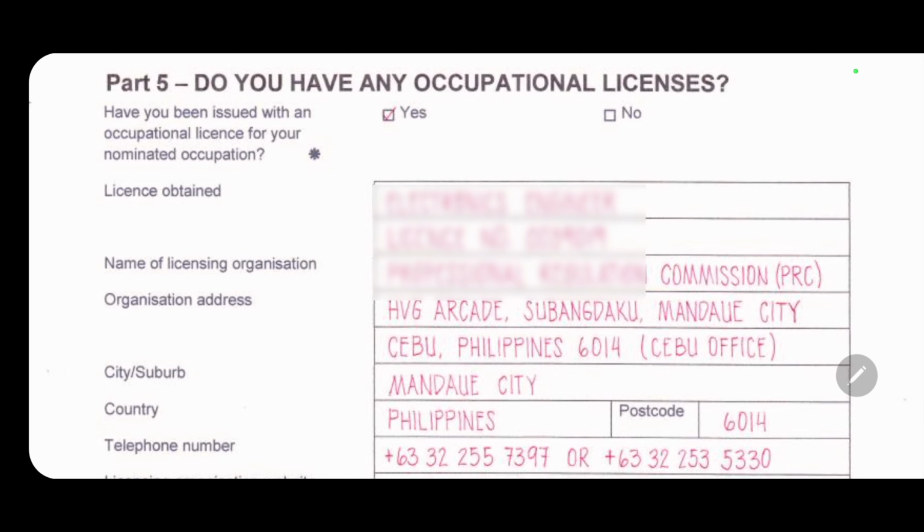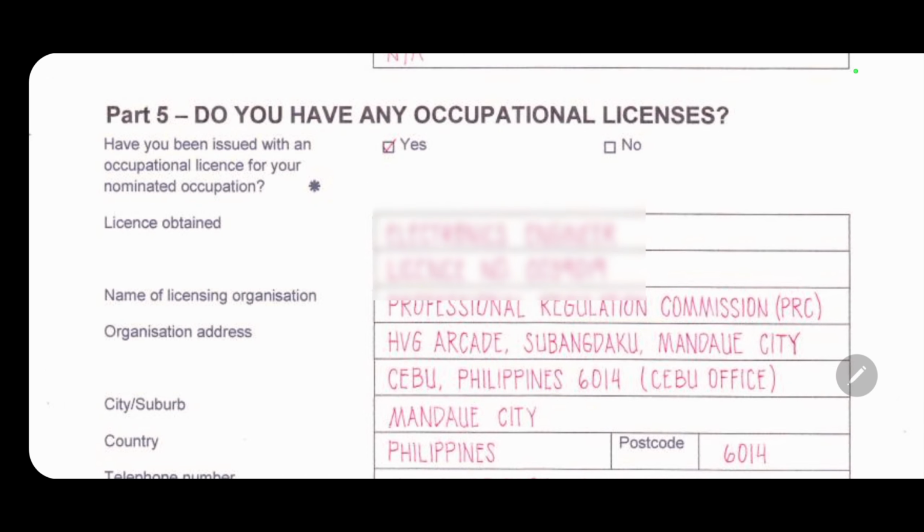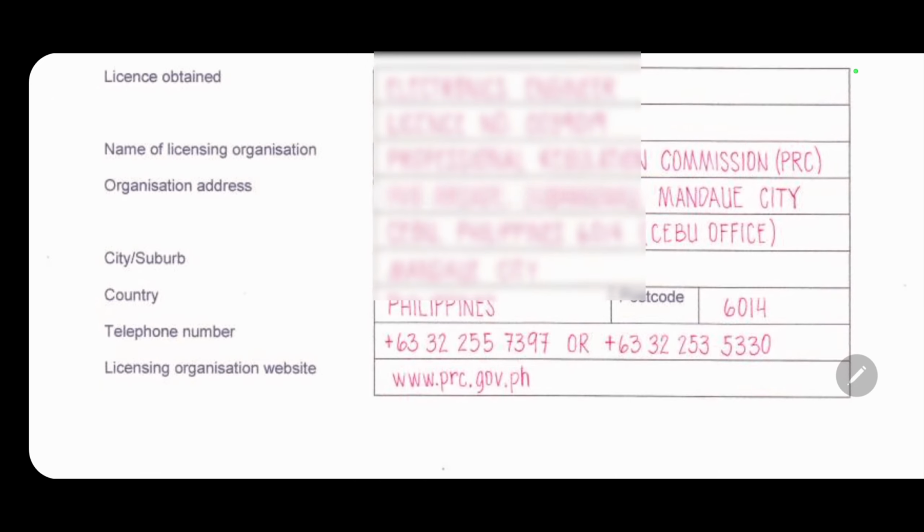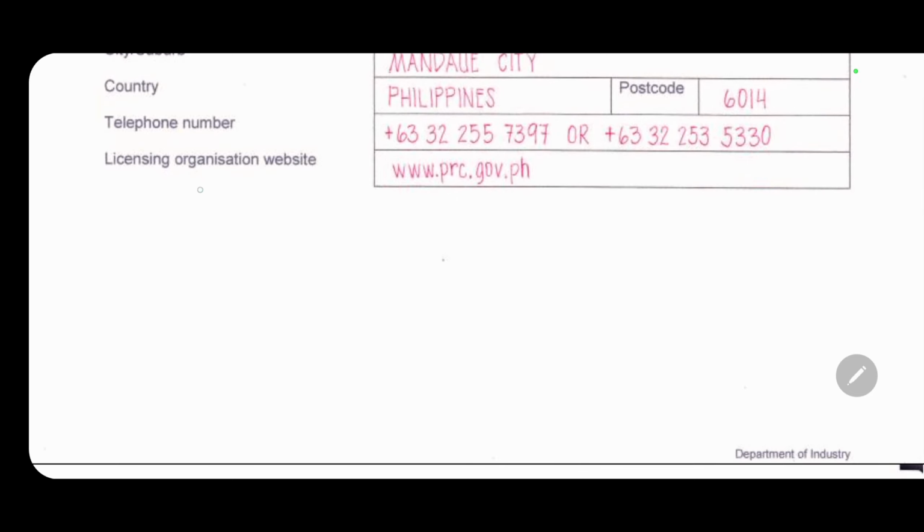Do you have any occupational licenses? Have you been issued with an occupational license for your nominated occupation? If yes, then you tick yes, and if not, no. Because we tick yes, we need to provide the license obtained, and then the license number, name of licensing organization, the organization address, the city or suburb, the country, the telephone number, and the postcode. And then the licensing organization website.